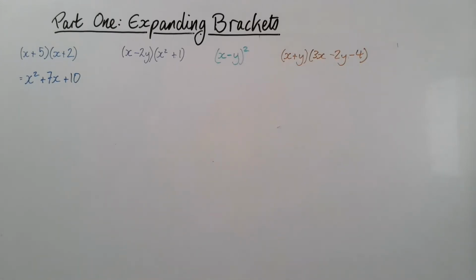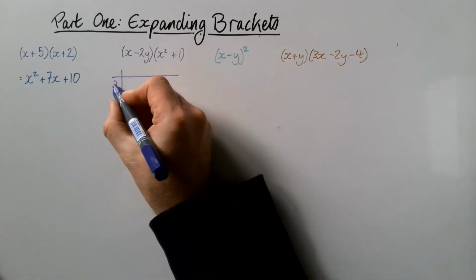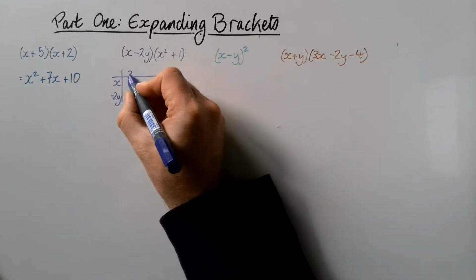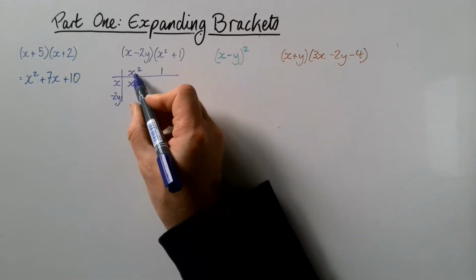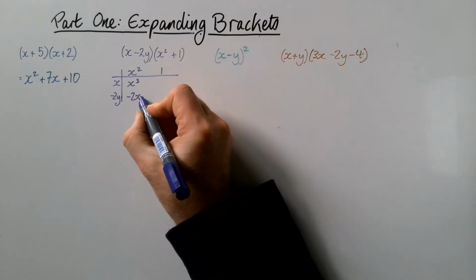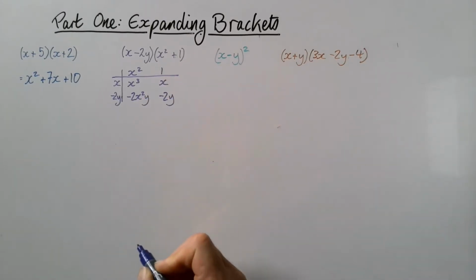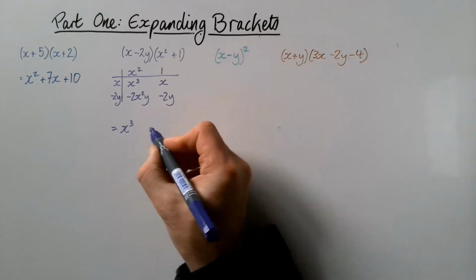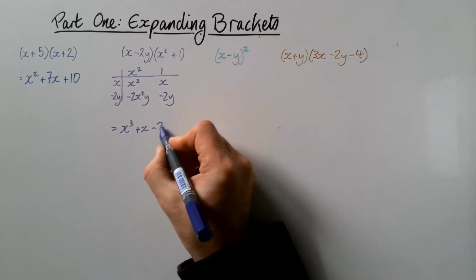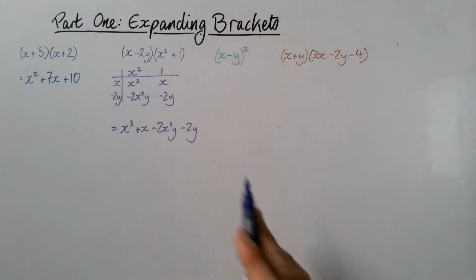Right, now the second one, anytime it's a little bit different, I wouldn't try and do it in my head. I would always go back to the grid method, where you put one bracket down the side, and you put the other bracket along the top. So x times x squared is x cubed, x squared times negative 2y is negative 2x squared y, 1 times x is x, and 1 times negative 2y will be negative 2y. And then we can write out our final answer, looking to see if there's anything to simplify. There isn't, they're all different terms, so it's going to be x cubed plus x take 2x squared y take 2y.